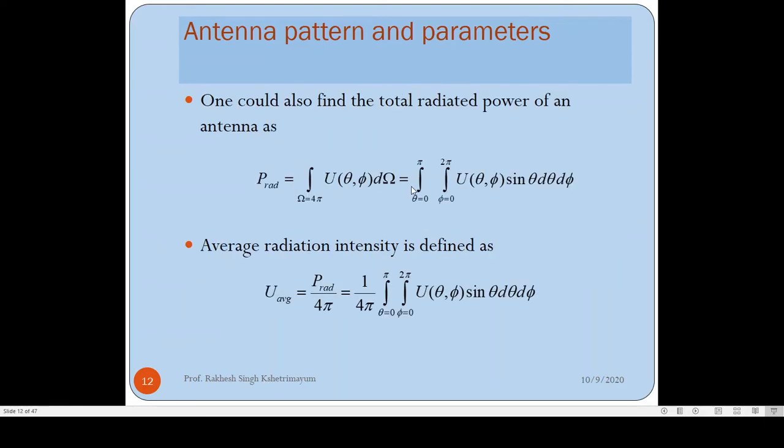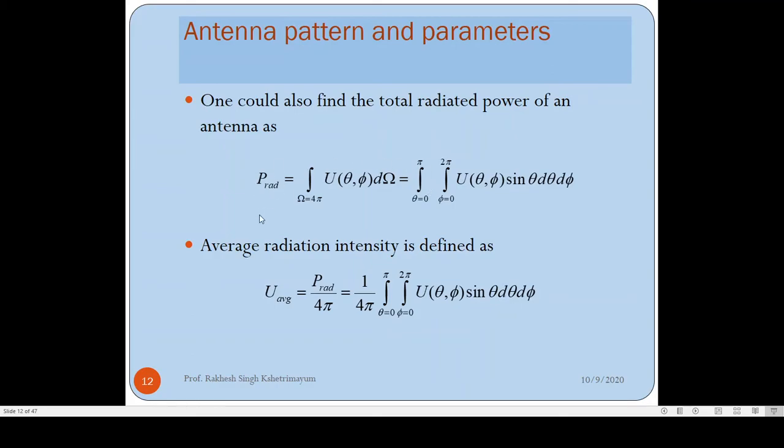You can also find out the total radiated power from the antenna by integrating U with respect to d omega. The total solid angle of a sphere is 4 pi. If you integrate the radiation intensity over the whole solid angle, you get the total radiated power. d omega is sine theta d theta d phi. So you integrate U theta phi, for phi going from 0 to 2 pi, theta going from 0 to pi, you get the total radiated power.